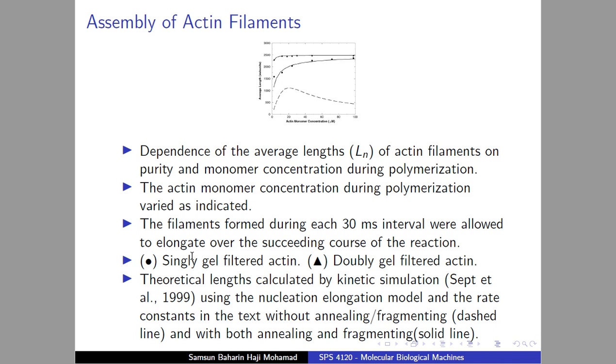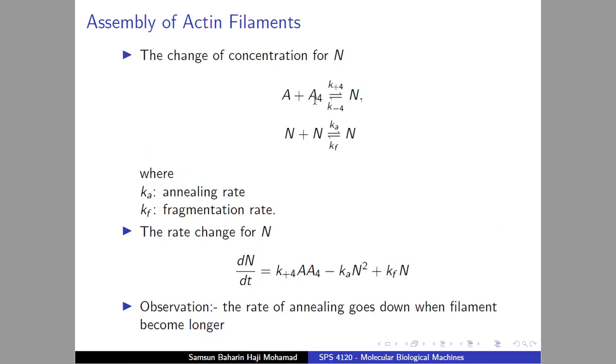So this one is single gel filter actin, double gel filter actin. These are the length of the actin that we can produce. Here these are 200 and 2500 molecules attached together to become an actin filament. We can modify this actin filament by changing the concentration.